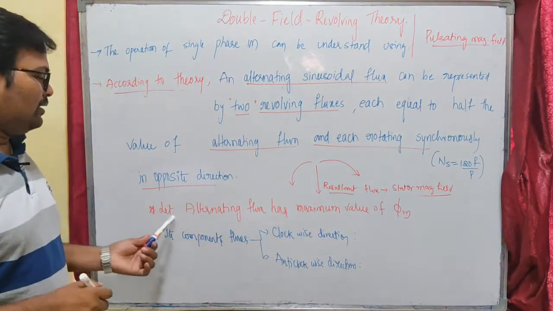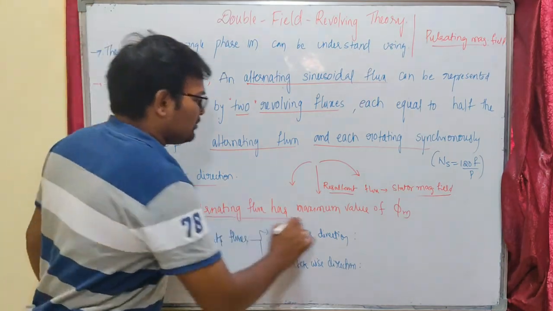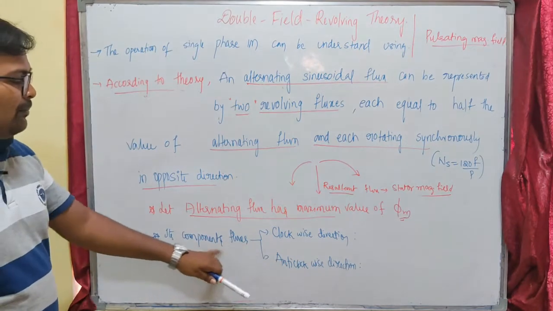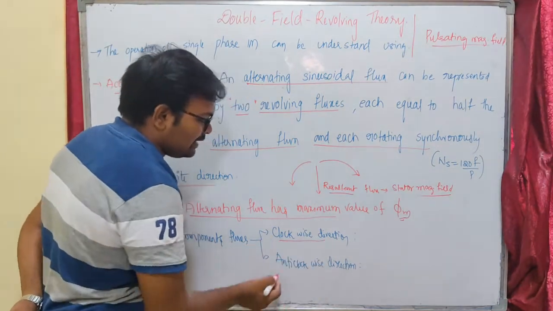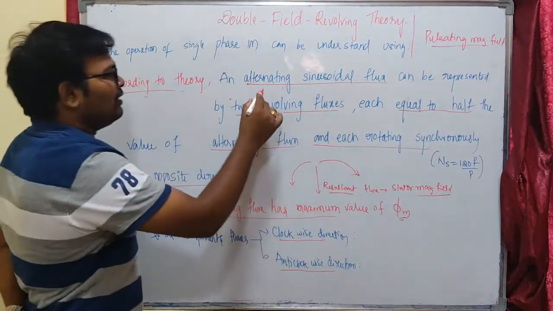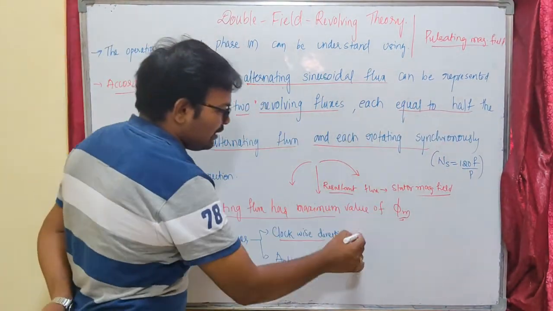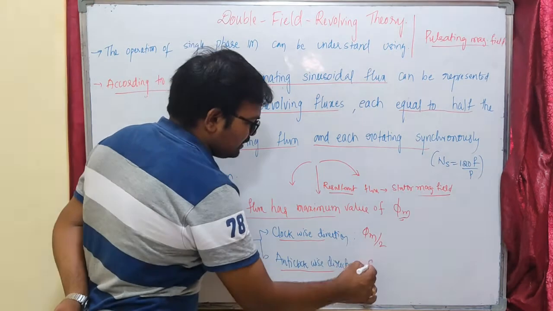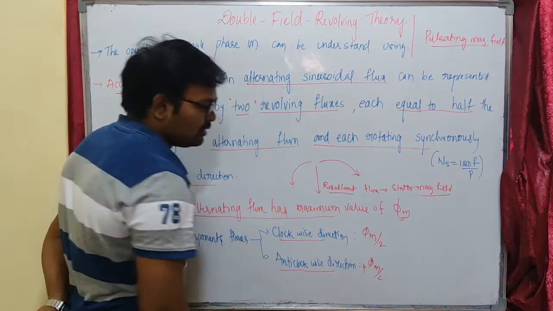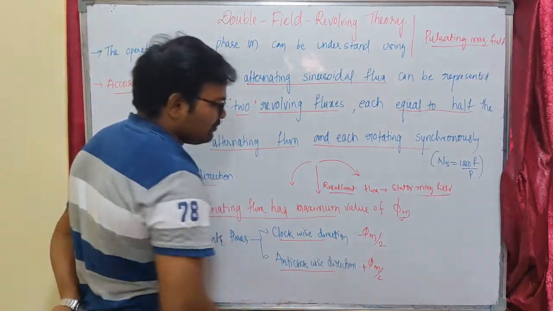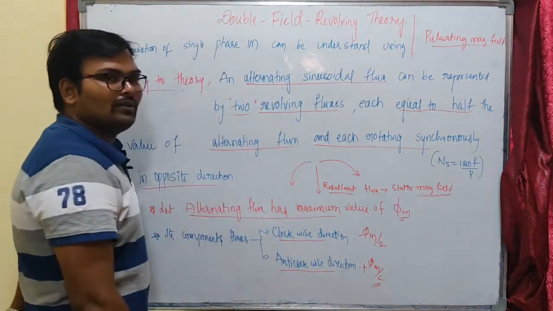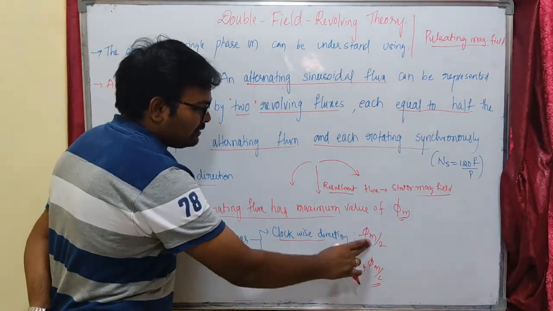Let us assume our alternating flux has a maximum flux value of phi m. Then we have two components here. One is rotating in the clockwise direction, another is rotating in the anti-clockwise direction, and the magnitude of each is equal to half of our alternating sinusoidal flux. That means phi m by 2, and this will be phi m by 2. I am considering the anti-clockwise direction as the positive direction, and the clockwise direction as the negative direction, because the phasors rotate in the anti-clockwise direction. That's why I took this as the positive direction. This is my positive direction of flux, this is my negative direction of flux.